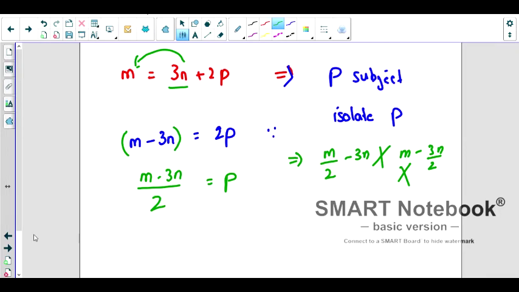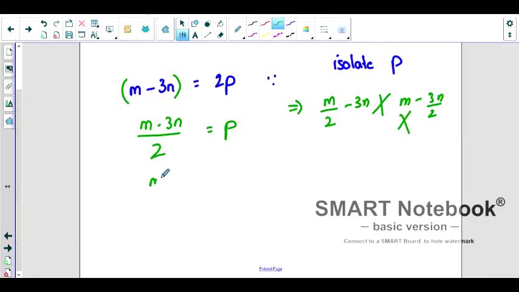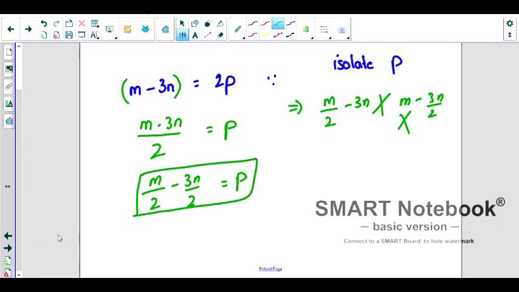Yes, you can split it. You can split the denominator. You can write m over 2 minus 3n over 2 equals p. This you can do. This is correct. This is when you make p the subject.